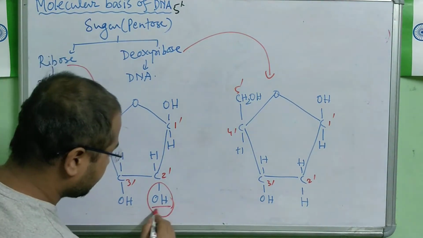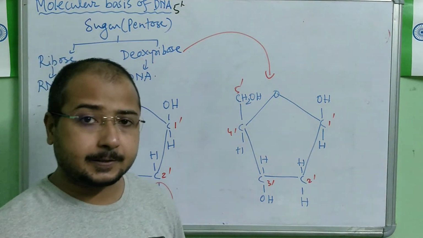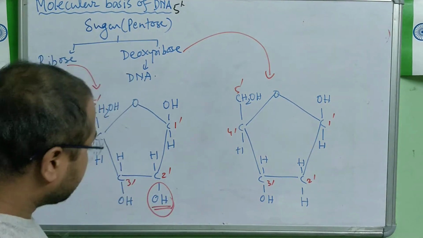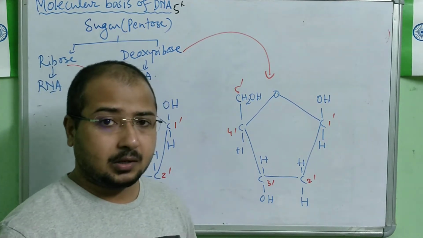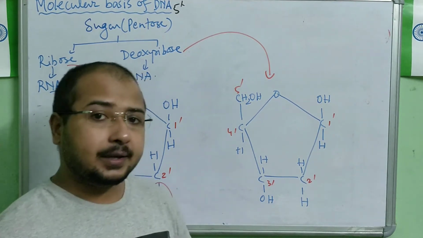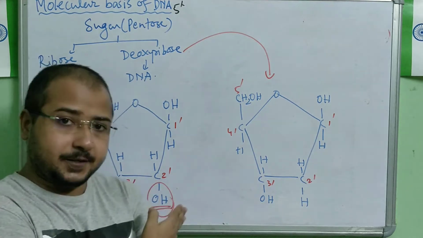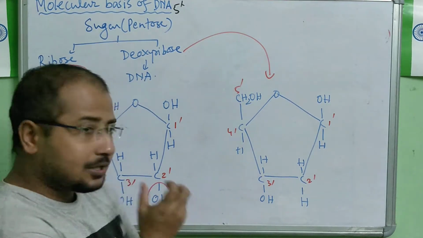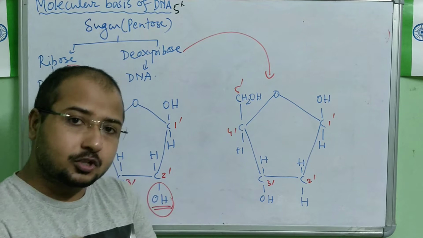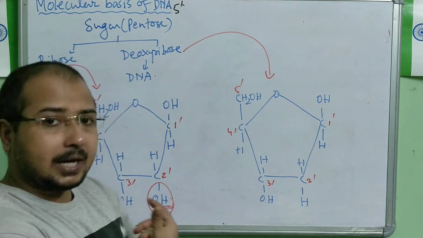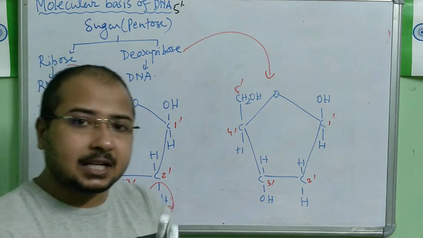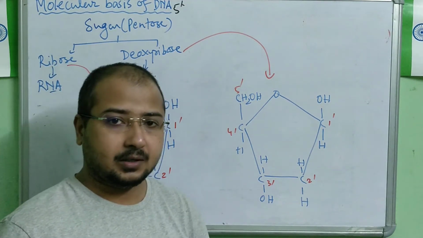OH. Hydroxyl group present here at the 2' position of sugar. This hydroxyl group is very reactive in nature, and that is why the RNA, the sugar present in the RNA. Because of this reactive nature of the hydroxyl group present in the sugar of the RNA, that makes the RNA very reactive in nature.